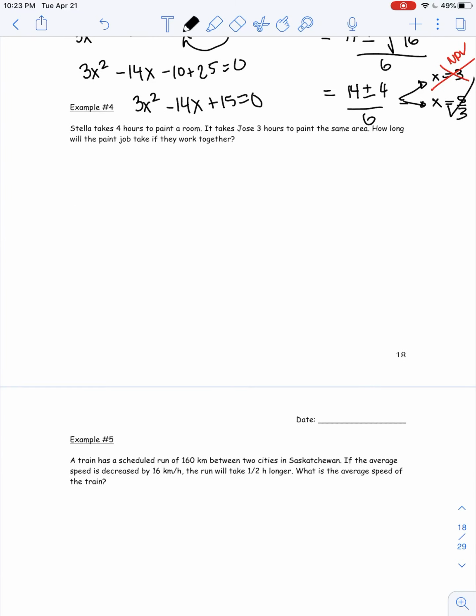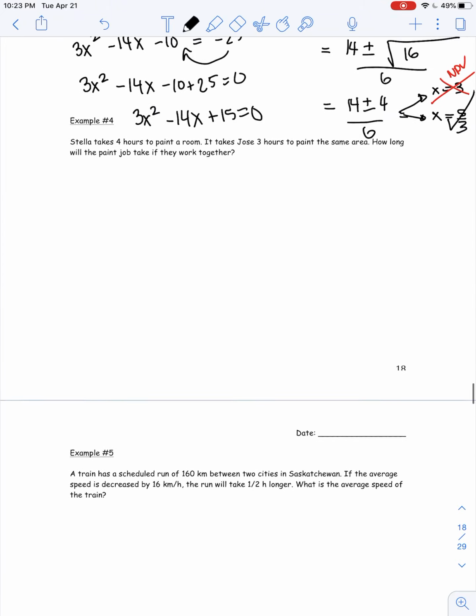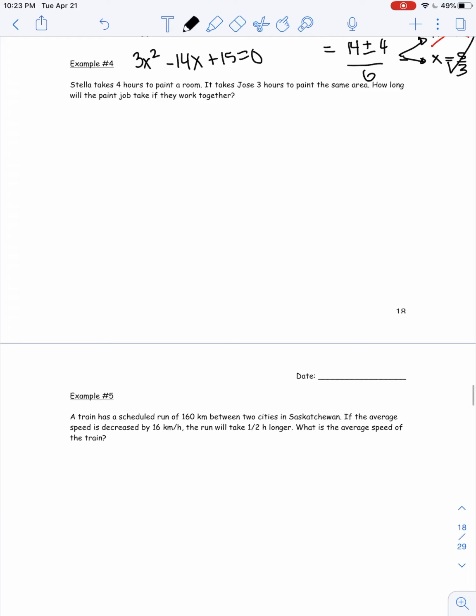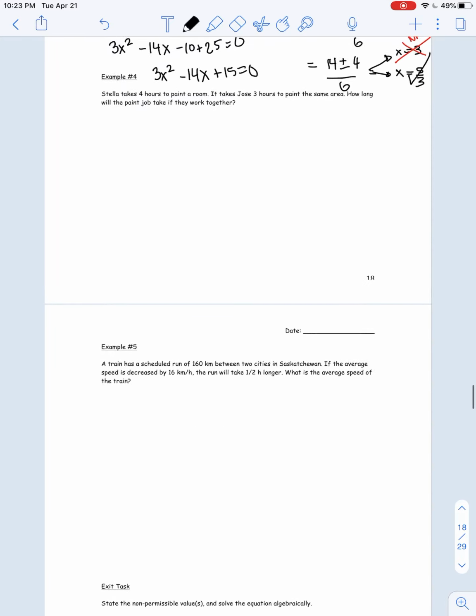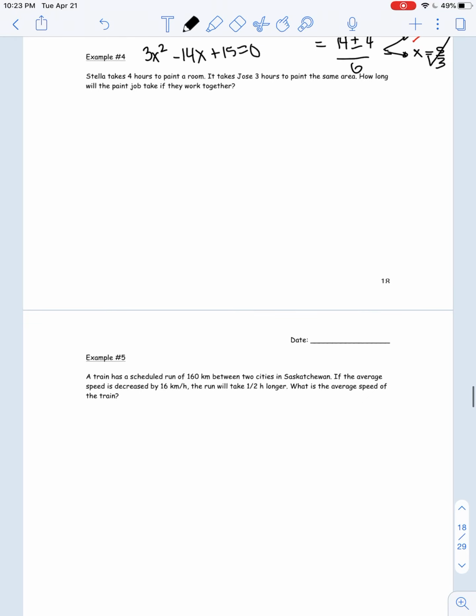Example number 4 and 5 are word problems. Okay, so that's kind of like the hard part of this unit, I find, is being able to write an equation from the words. So I'm going to show you a way of setting this up. So these are the two kind of most common questions that you would see in 20-1 when it comes to word problems. So example number 4, you're going to start by creating a chart, which is going to look like this.